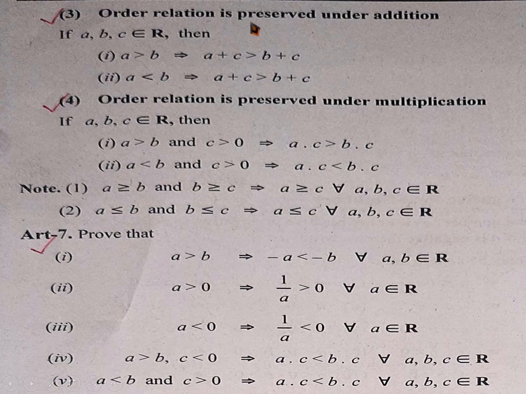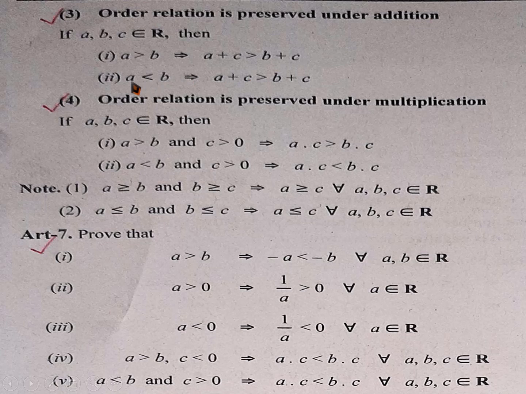Next is order relation is preserved under addition. Meaning, if we choose any three real numbers a, b, c belonging to R, then if a is greater than b, on adding any real number on both sides, I am adding c on both sides, there is no change in the inequality. A greater than b, adding c, we get a plus c greater than b plus c.